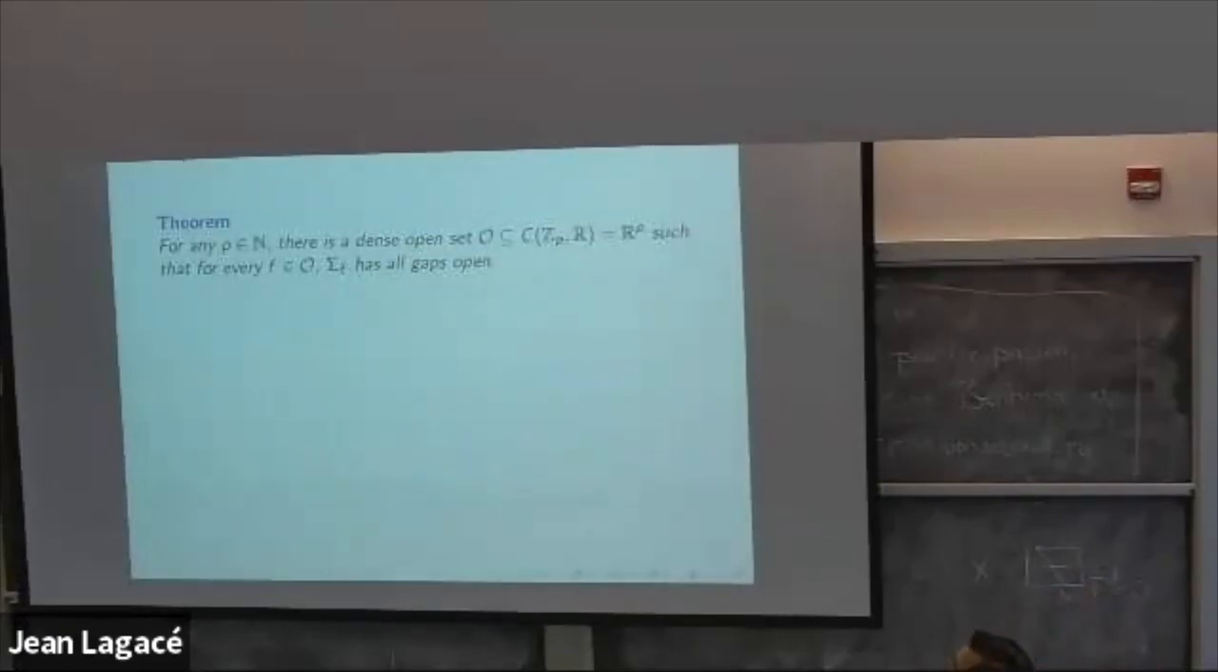Okay, so for any period p, there is a dense open set. I mean, this, of course, you cannot take too seriously. So these are the continuous functions on this finite set. So it's really all functions that are R-valued. So it's really R to the p, such that for every choice in this dense open set, the associated spectrum indeed has p minus 1 interior gaps. Okay, so not only does it happen sometimes, it happens generically.